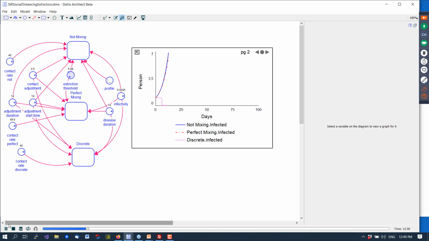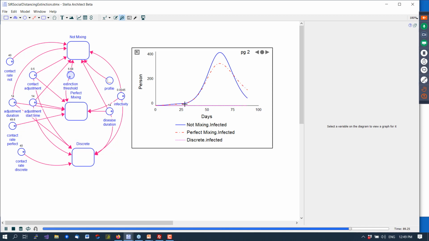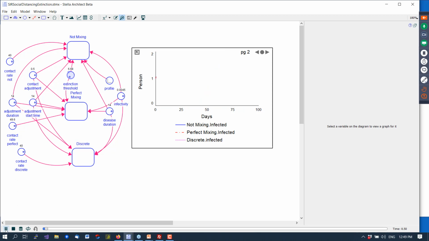And if we look at these and just run it, and this is running a randomized thing where there's a 50% adjustment in behavior. And what happens is the perfect mixing and not mixing both go through an epidemic, whereas the randomized discrete does not. But if I run this again, it's pretty likely, this would be embarrassing if it runs it twice in a row and does this. Okay, also dying out.